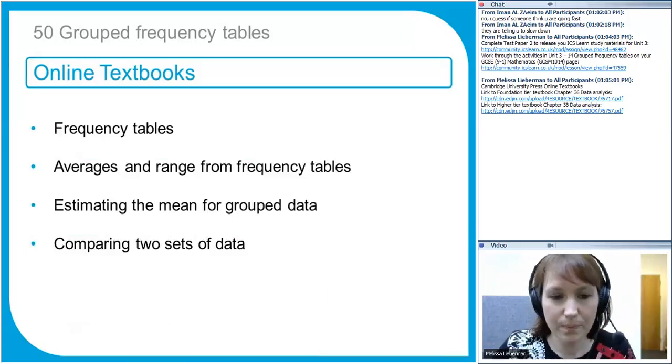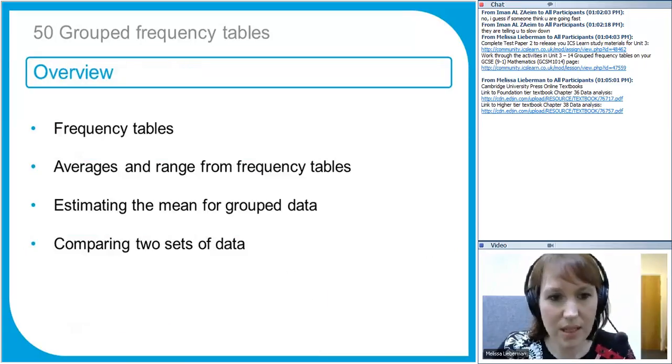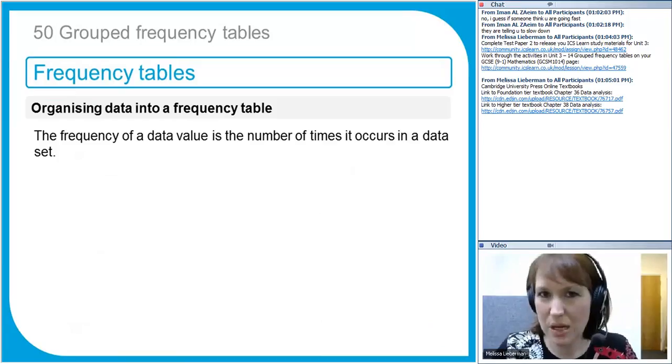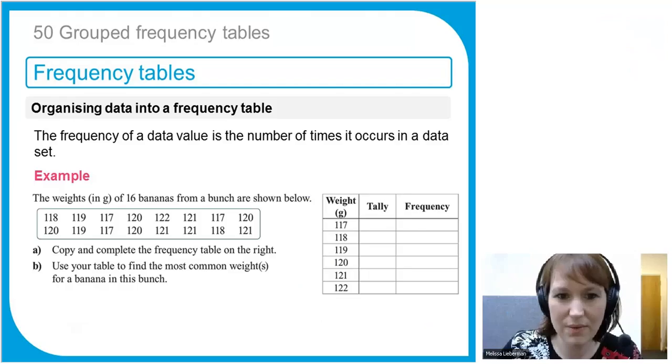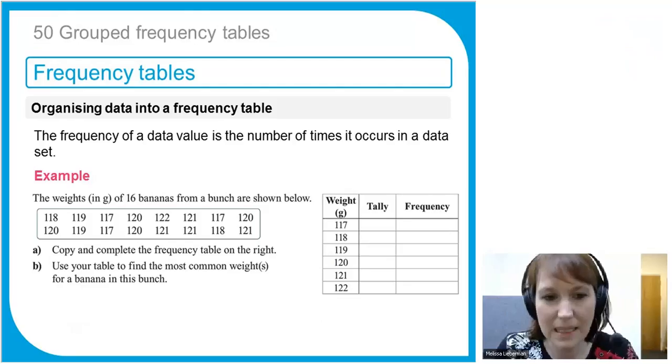Okay, so here's an overview of what I'm doing this lesson. We've met frequency tables before, but I'll start off with the easy type and then we'll go on to the more difficult ones. To organize data into a frequency table, we're just saying how many times something happens, if it's a very easy example using tally marks. We covered this before, but here's a quick reminder.